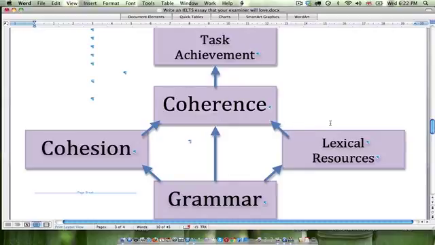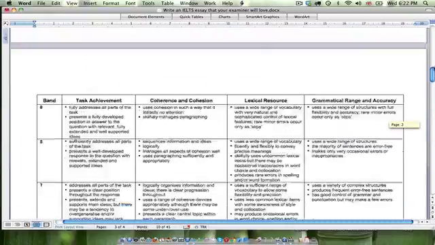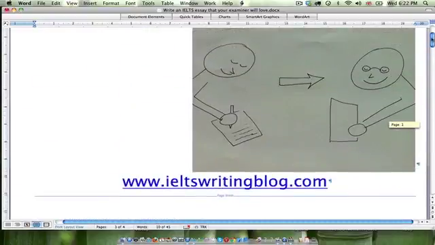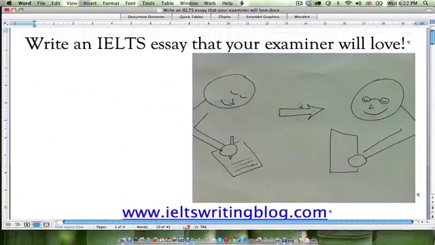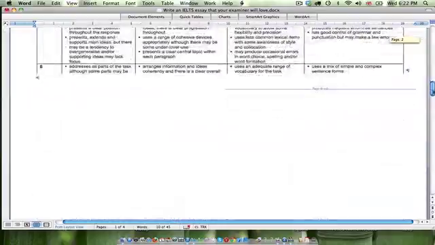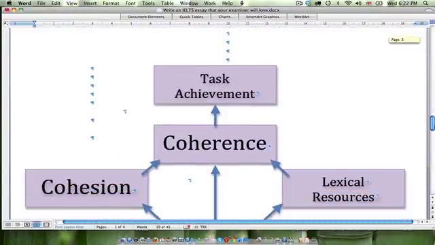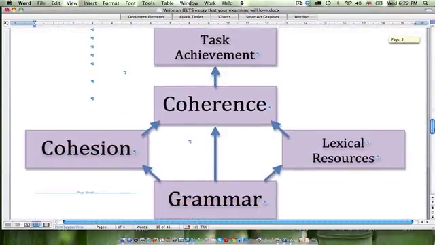Now, when coherence starts to break down, this goes back to our original diagram here. When coherence starts to break down, the ability of the students to communicate a message to the examiner in written English is hindered. And when that happens, the overall achievement of the task is hurt.